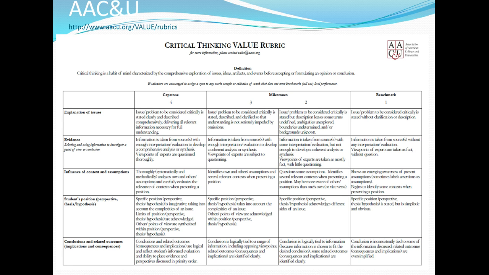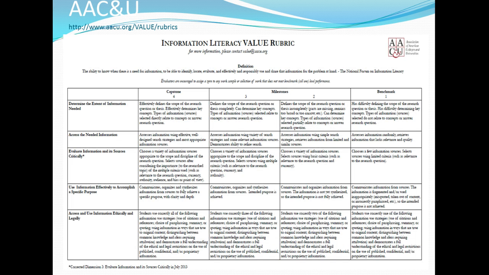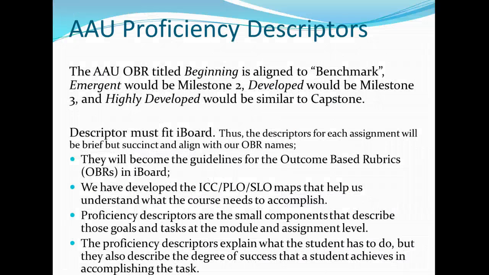So this is the one for critical thinking. This is the one for information literacy. And here at Allied, we count that information literacy also includes the ability to be technologically competent. So this day and age, information literacy applies just as much to being able to use the internet and the web, because you're not literate if you can't do that in this day and age. So the AAC&U proficiency descriptors, we use beginning, emergent, developed, and highly developed.